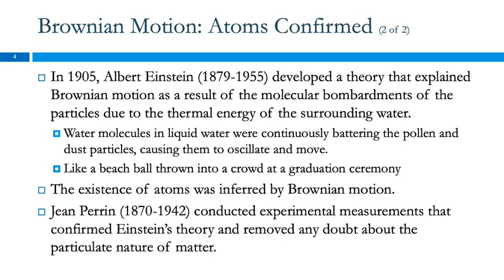Albert Einstein came along decades later and developed a theory that explained Brownian motion. Brownian motion was observed in many situations, but there wasn't a good theory as to why it occurred. So Albert Einstein says Brownian motion occurs as a result of molecular bombardments of the particles due to the thermal energy of the surrounding water. The water molecules surrounding those particles are too small to see in the microscope, but we can see those little dust particles.